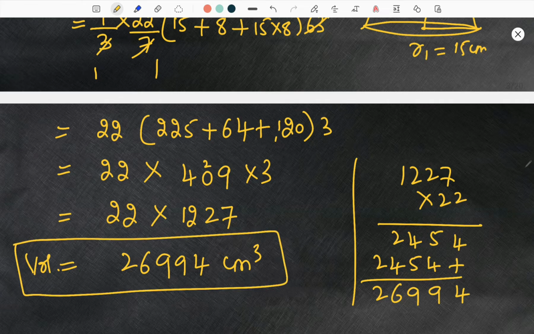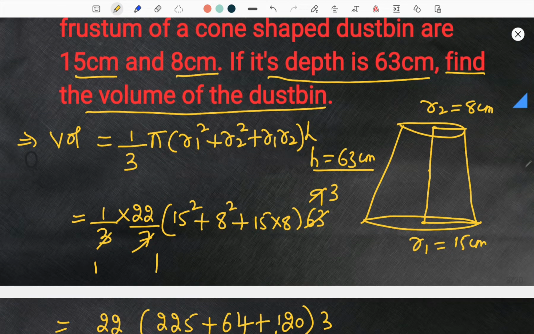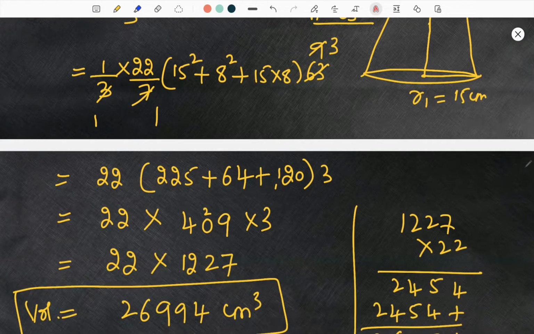So this is the volume of this dustbin. I hope you must have got it. Let's check the calculation one more time. It's very important for you to check the calculation every now and then. 1 by 3 pi r1 square plus r2 square plus r1 r2 into h. Alright, 1 by 3 into 22 by 7 into 15 square plus 8 square plus 15 into 8 into 63. Alright, I have substituted all the values.